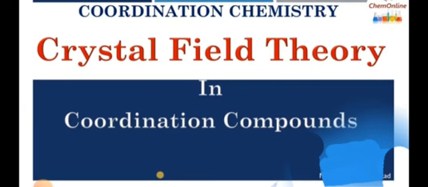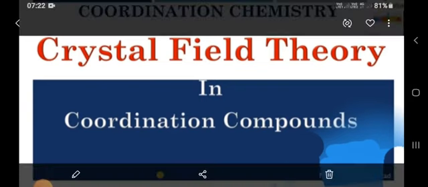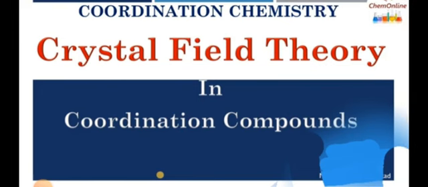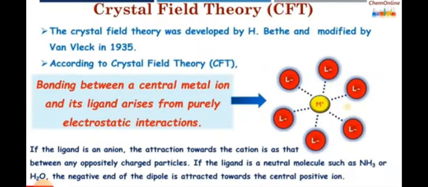Up to now, what we have spoken about in valence bond theory is that there will be bonding between metal and ligand. But in crystal field theory, there will be a bonding, but they will separate the metal and ligand complexes. Now let us enter into the crystal field theory.